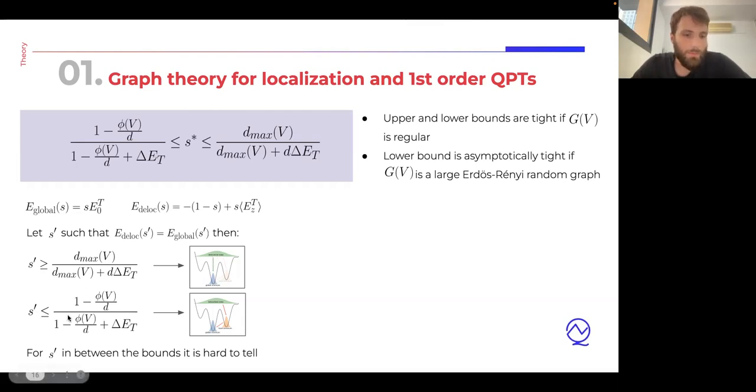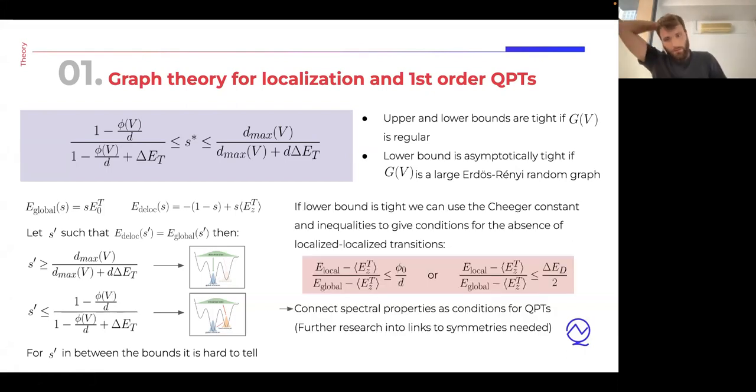And if this S prime is smaller than the lower bound on S star, then we are safely in the regime where the delocalized state would first localize in a local minimum and then would have to tunnel, which one would definitely see as a first order transition. And for an S prime that's in between these bounds, we can't really tell so far, right?